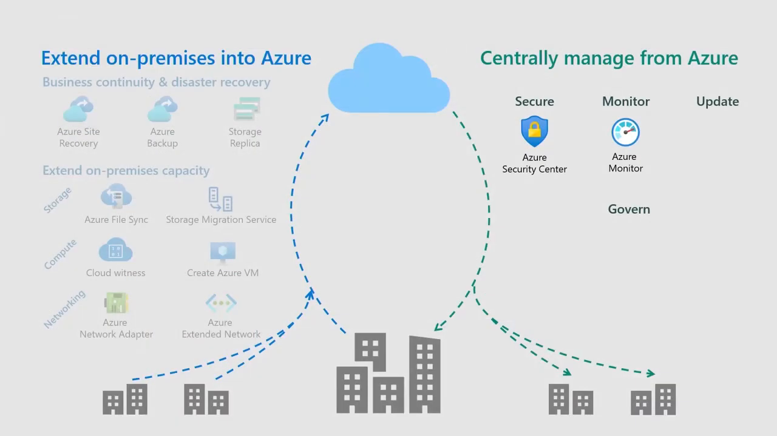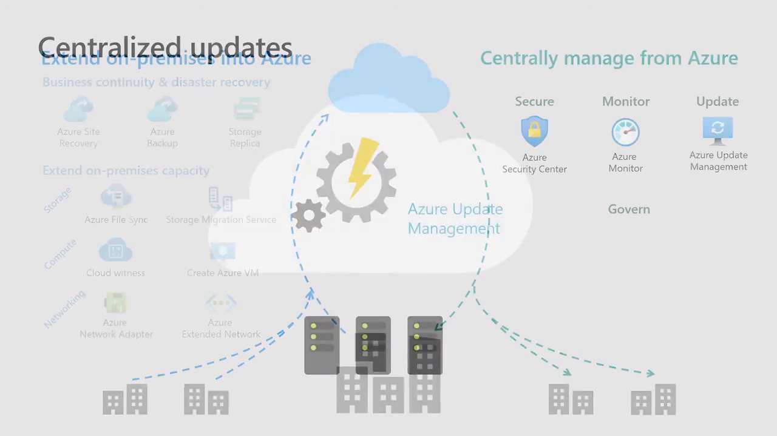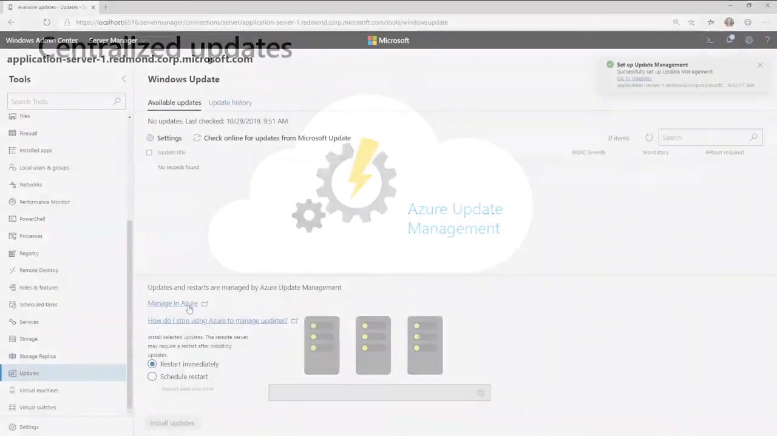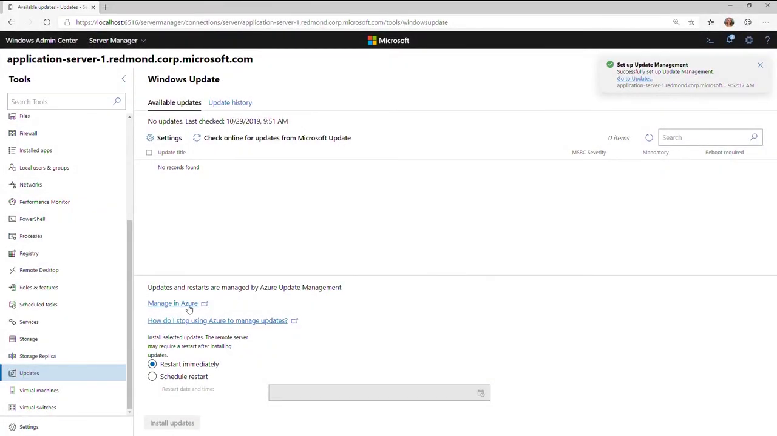All right, so that's monitoring. What about updating? Azure Update Management is a great way to centrally deploy updates across both your Windows and Linux OSs, running wherever they may be, whether that's on-prem or in Azure. With Azure Update Management, it's really easy to centrally deploy that update across all of your servers. Windows Admin Center lets you both set that up and also reflects to you, if you're in the Updates tool within Admin Center, that it's actually being managed by Azure. I could click on that hyperlink there to take me into the Azure portal and schedule those centralized updates.